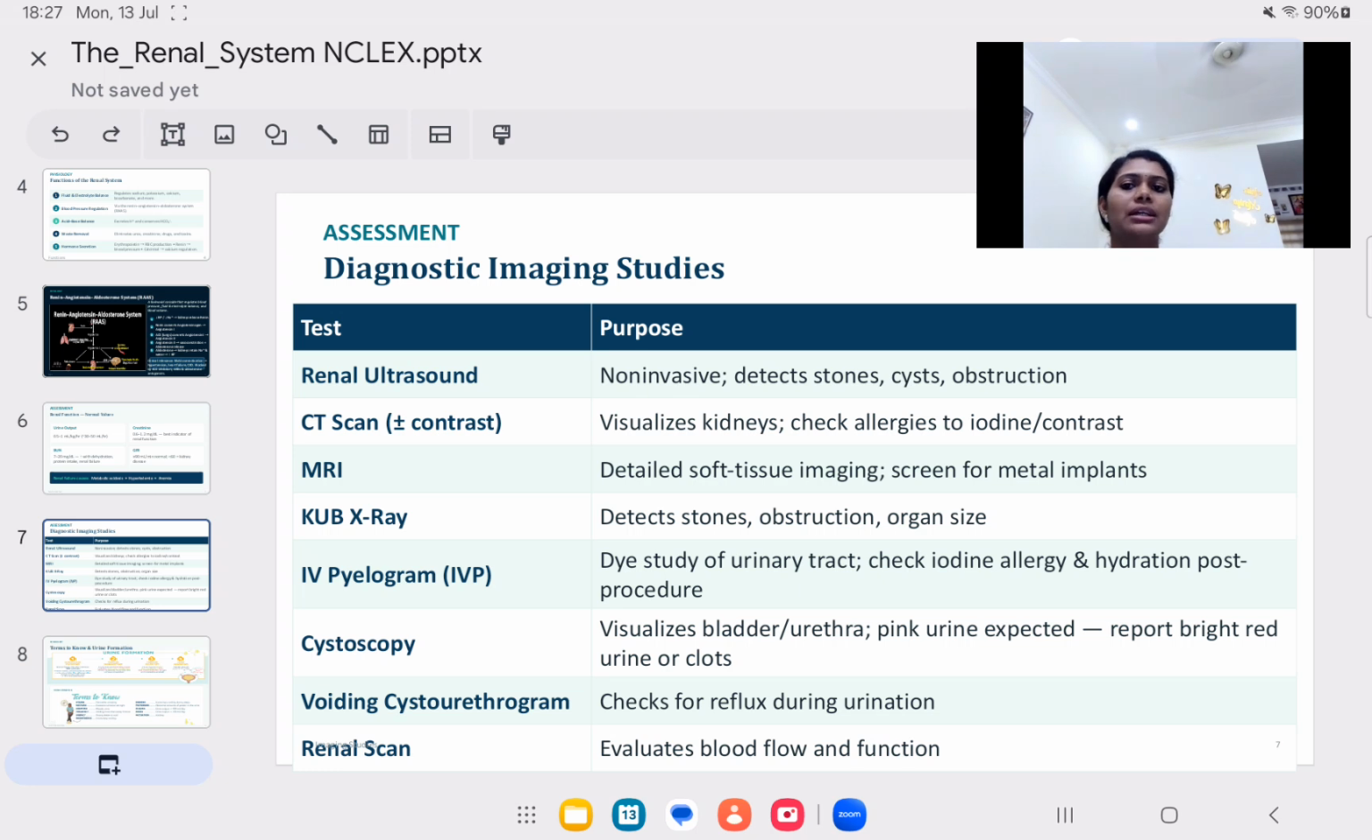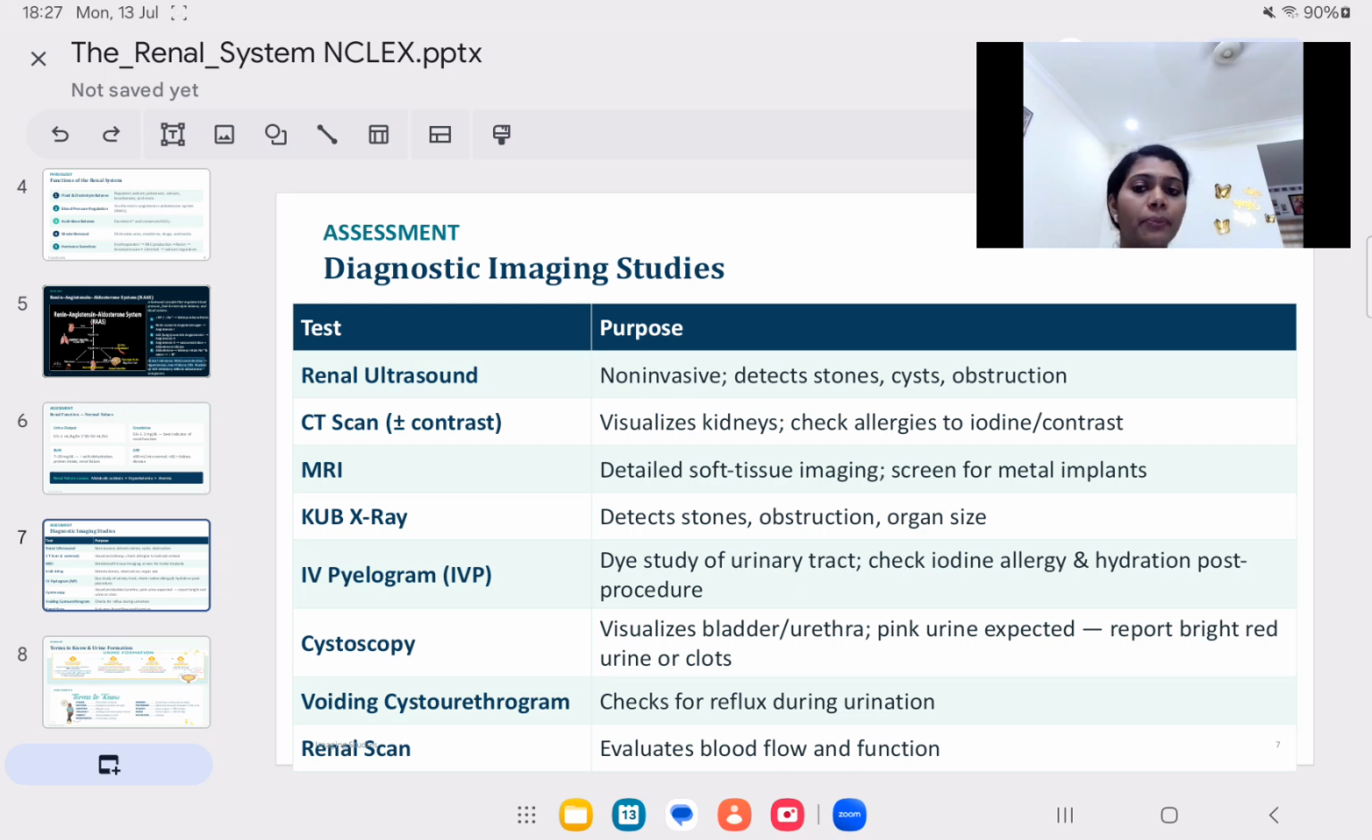Next we can go for the imaging studies. First is the renal ultrasound. Like any ultrasound, it is a non-invasive test, and it will be helpful to identify any renal calculi, any kidney stones, or any obstruction, cancers, or cysts present in the renal system. Next is the CT scan, also an imaging study to visualize the kidney to identify any structural abnormalities, obstruction, or changes in the renal tissues, which we can identify through CT and MRI.